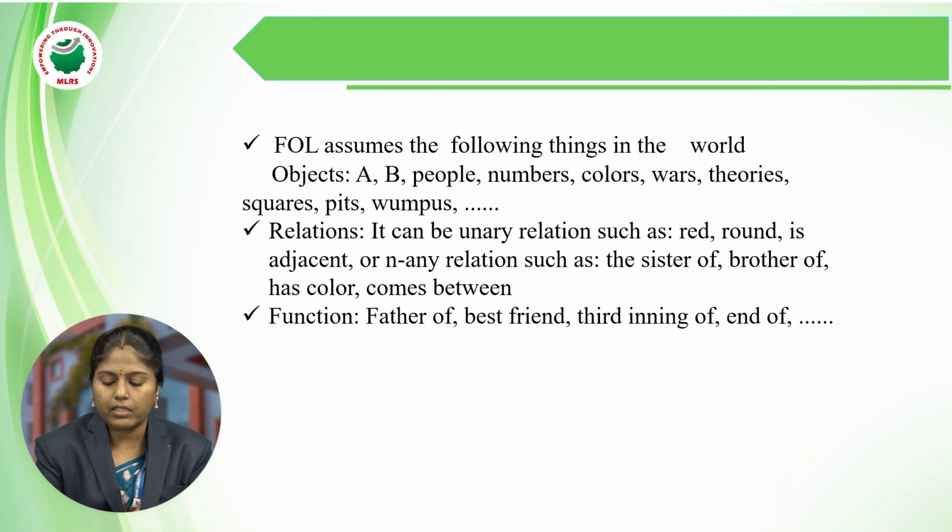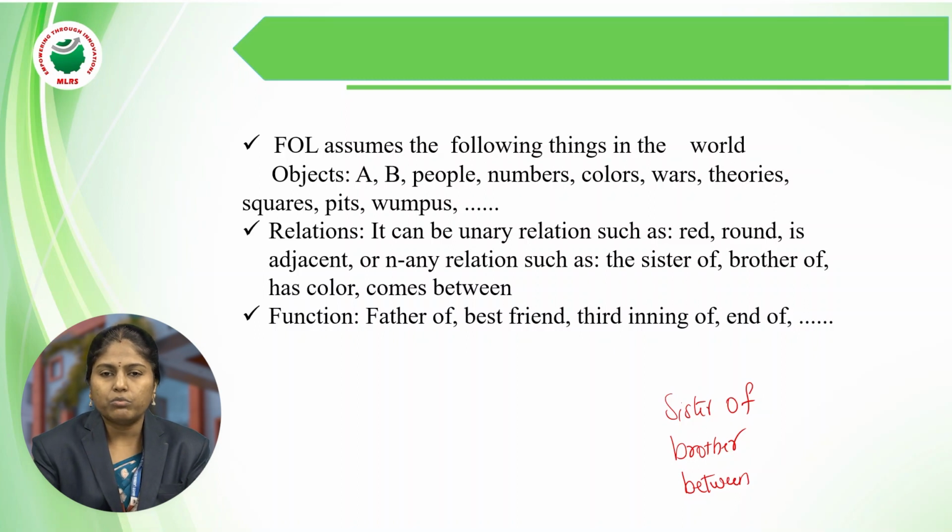The relation is the relationship between two objects. Generally, the relationship between two sisters we can represent as sister of, and between two brothers as brother of, or else comes between. These are the relationships that we include for the objects. Suppose we consider two objects A and B. The relationship between two people may be sister of, brother of, or between. This is how we classify relations.